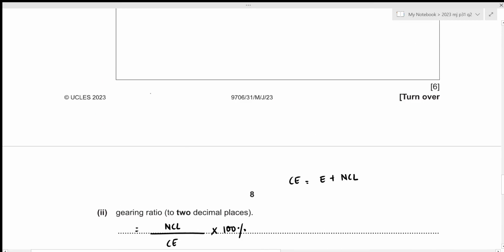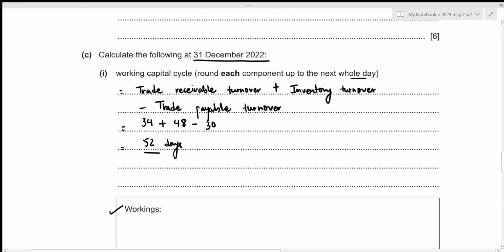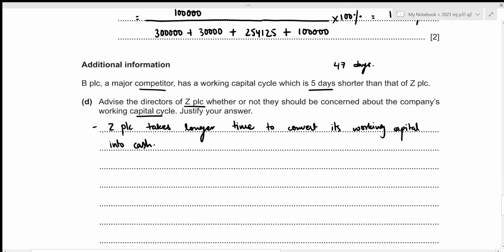And if we take a look above, we can see that our inventory turnover is 48 days, right, which is greater than our working capital of BPLC itself. So we can just see that ZPLC is holding too much inventory, which takes greater amount of days for it to be transformed into cash. Let's write it down. So ZPLC holds too much inventory.